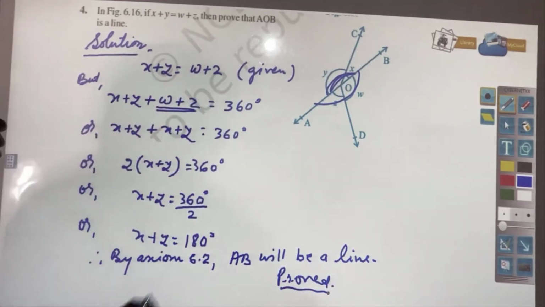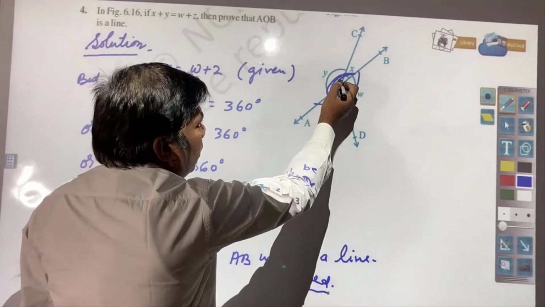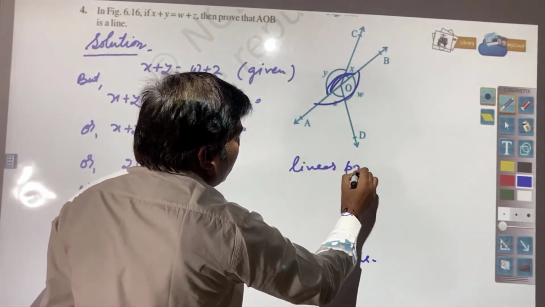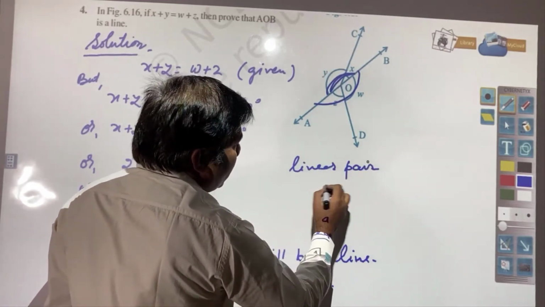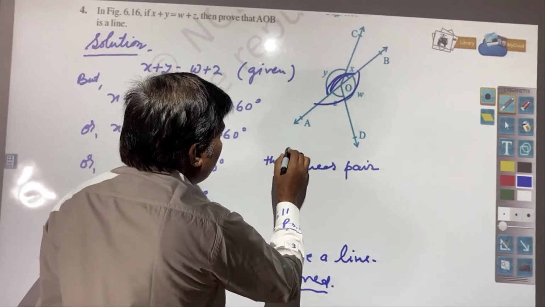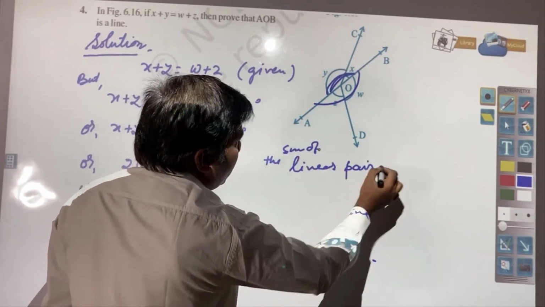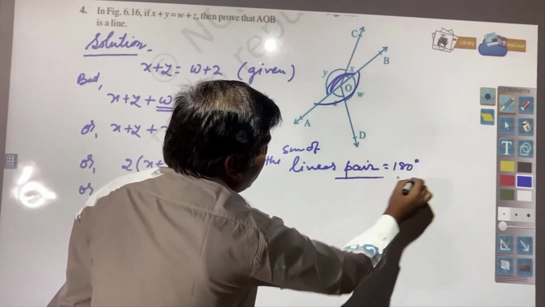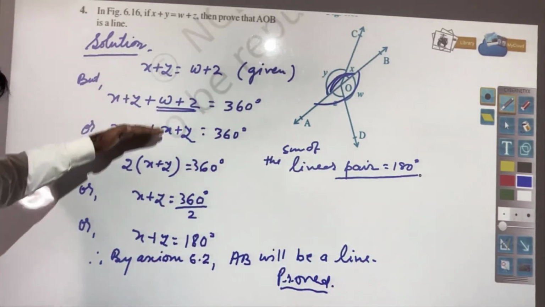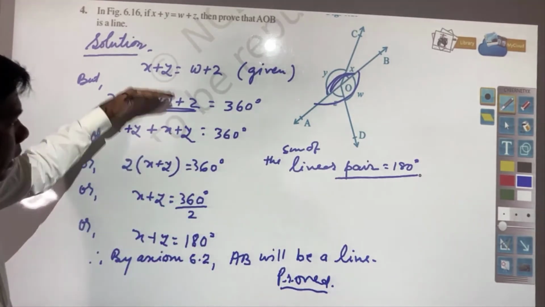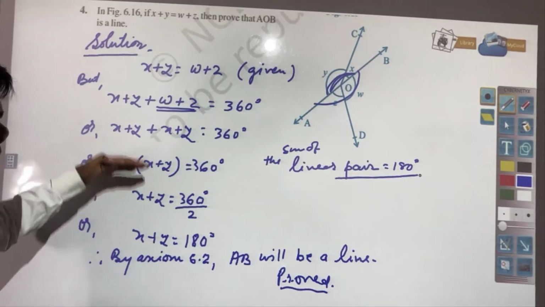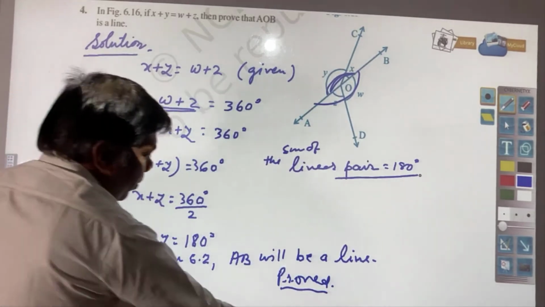What we have learned, if the sum of a linear pair is equal to 180 degrees, then that forms a line. So that we need to remember. So this much only we are writing, that is enough. This much in proper steps is required to be followed and should be written in a proper way.